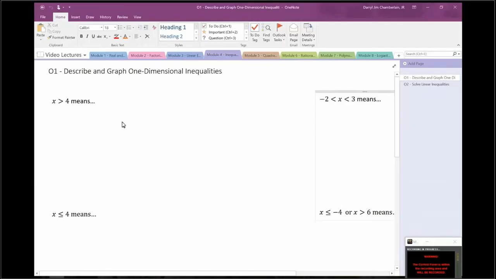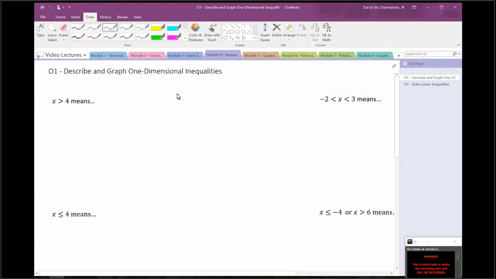Hello. In this video, we're going to introduce inequalities, and in particular, one-dimensional inequalities. And all that means is we're looking at inequalities on a number line. So first, when we're thinking about inequalities, it's saying it's some numbers that are either greater than or less than or maybe equal to at some points.